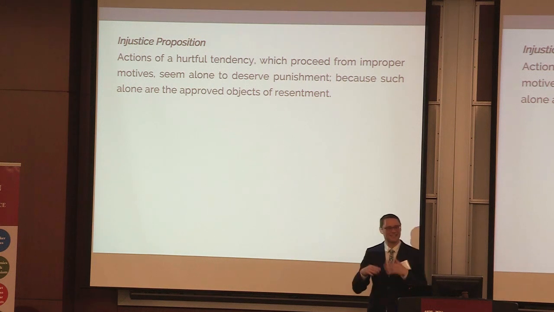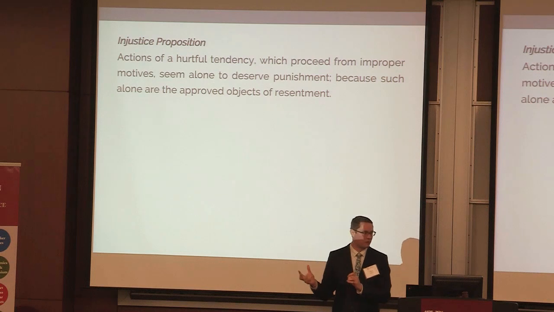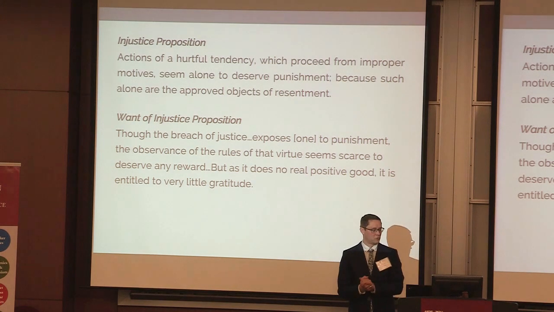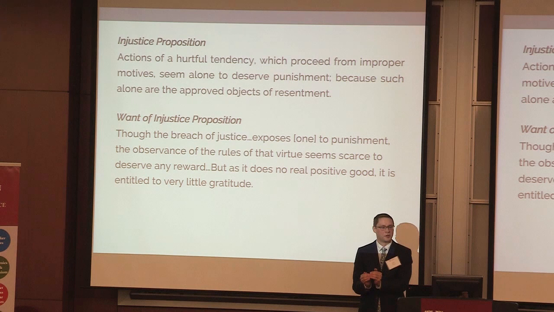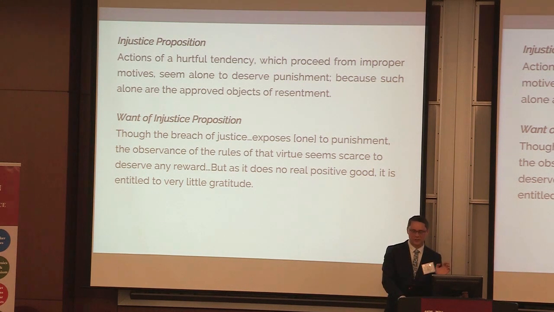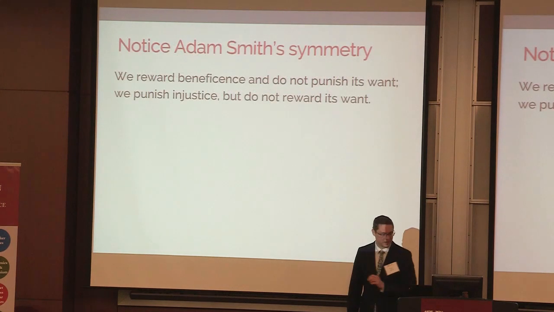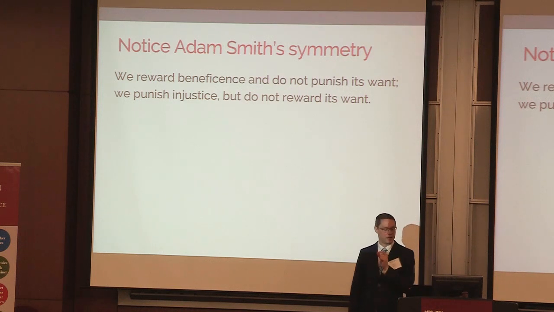This one's not stated as closely to the other three, but you can pull it out somewhere else, where there's basically a version of the want of injustice proposition, or the lack of it. You don't reward people for doing the right thing. You don't say, oh, because you didn't harm someone, we reward you. I want you to notice the symmetry that's going through this. We reward beneficence and do not punish its want. We punish injustice but do not reward its want.